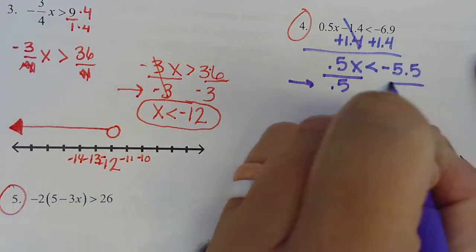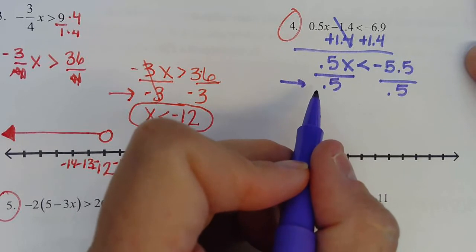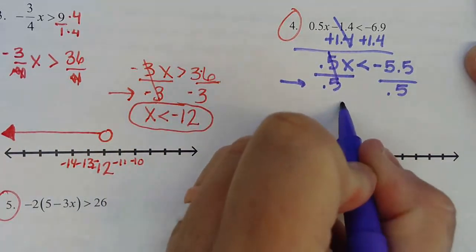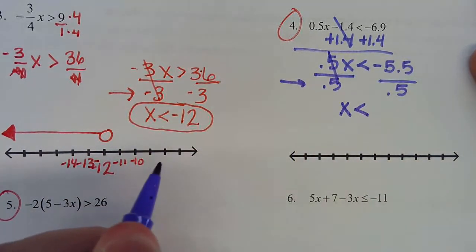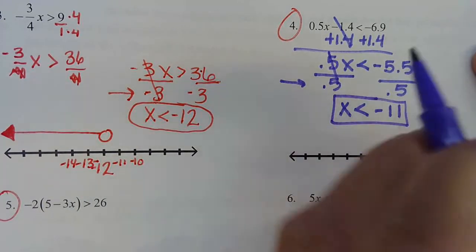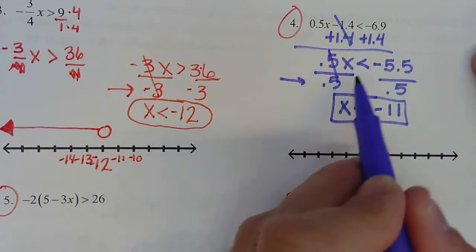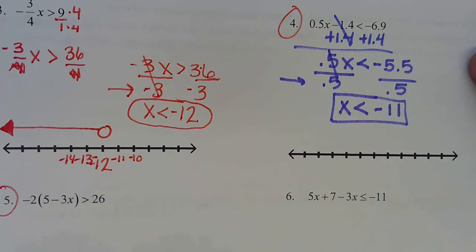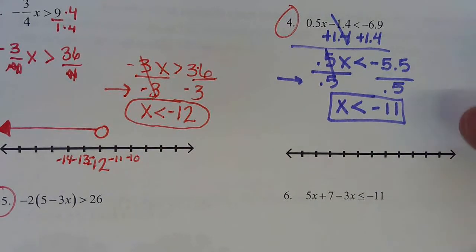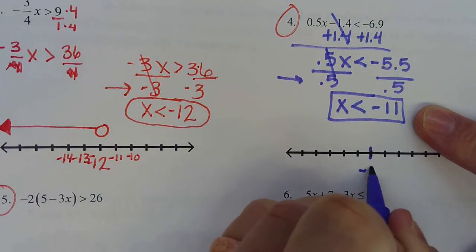This 0.5 is positive. So since I'm dividing by 0.5, I'm not dividing by a negative, so leave your inequality alone, and you get x is less than negative 11. This number right here is negative, but what number you're dividing by, you would say if you're solving this, divide by 0.5. You didn't say negative 0.5. Divide by 0.5. That's why you don't flip it. So then I'll put this as negative 11.